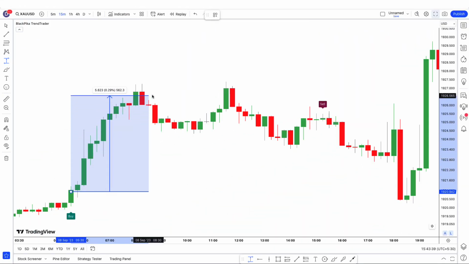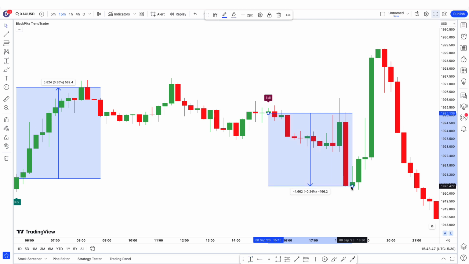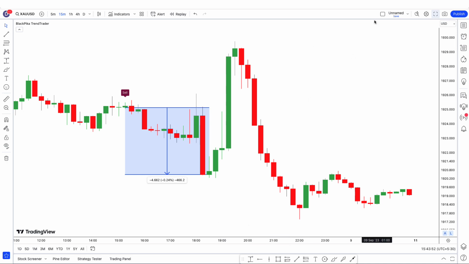Now you can enter trades with the buy and sell signals from the indicator. But hold on, you're not quite done with the strategy yet because we need to filter out some signals in specific market conditions like ranging trends.